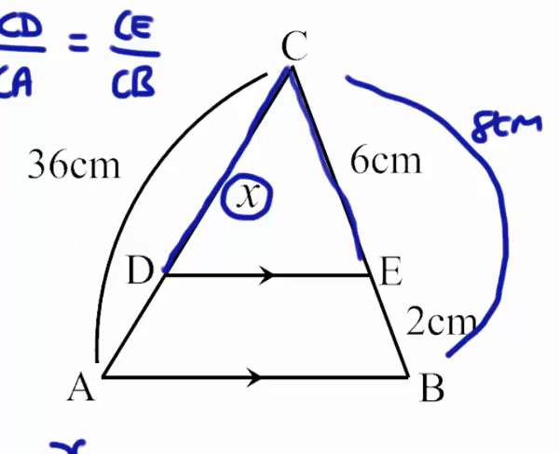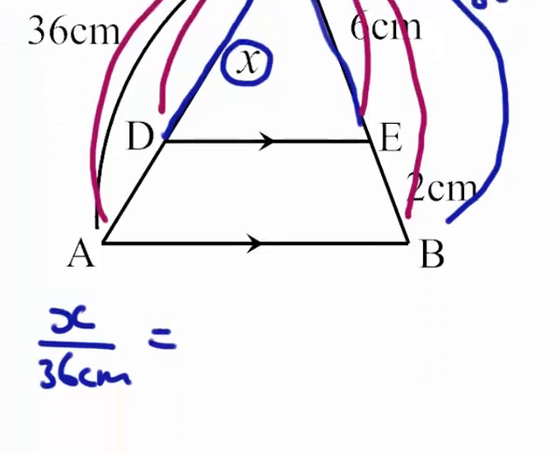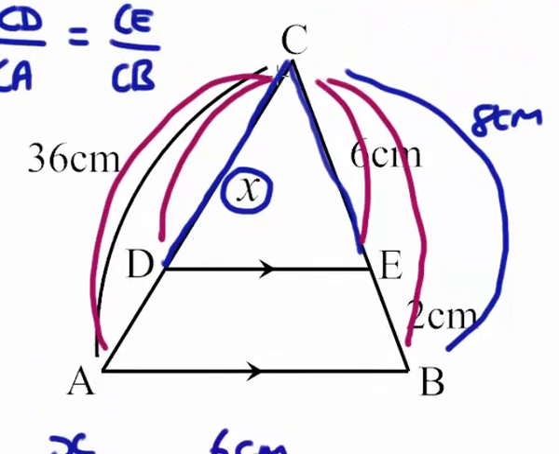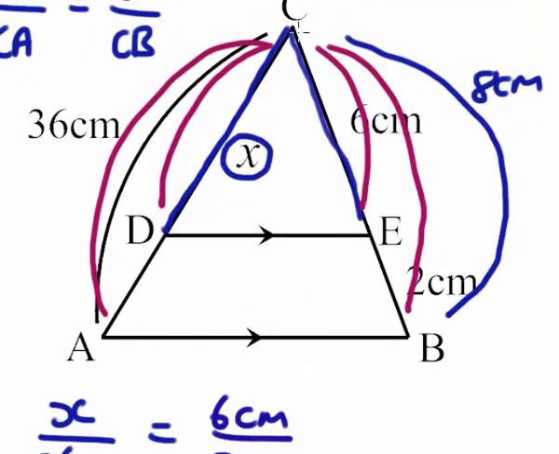Alright, let's color code that a little bit. CD to CA is CE to CB. So that gives us what? That gives us 6 over 8. Do you see that there? Okay, so that's 6 centimeters over 8 centimeters. Remember carefully, look again. It's the x over the 36, which is true. Now follow the same pattern on the other side. The x aligns with the 6 there, so it's 6 over the long, which is 6 over 8.